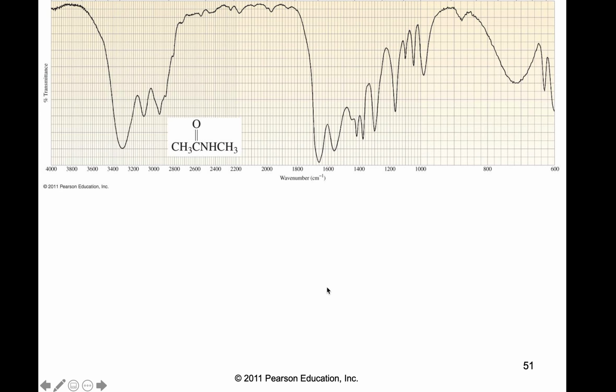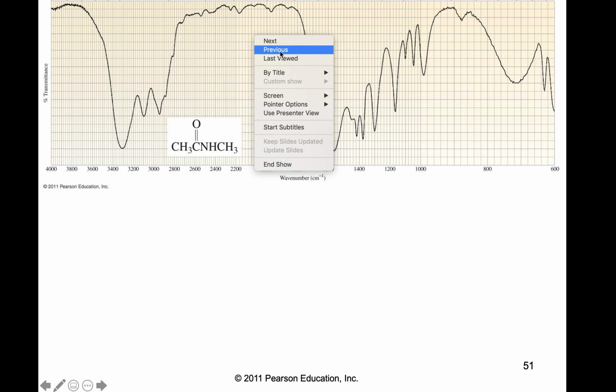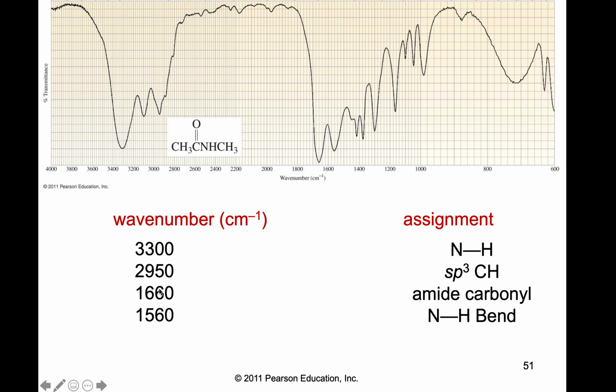This is a secondary amide. That's a nitrogen that only has one H. A primary amide has two H's. A tertiary amide has no H's, just alkyls. This is called N-methyl acetamide. And you can see the assignments here: 3300, 2950, 1660, and 1560. And see, you're already picking up 4 bands now. You're starting to look at infrareds and pick things out. NH, sp3 carbon-H, amide carbonyl, and NH bend.